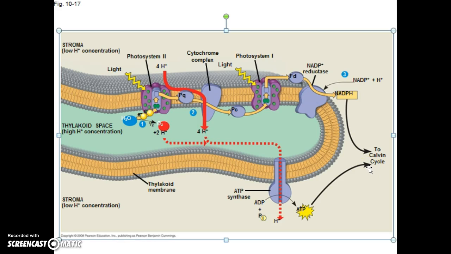We're going to stop with part 3 right here. We're going to be moving into part 4. We're going to be looking a little bit more at the Calvin cycle and what the Calvin cycle uses this ATP and NADPH to perform.